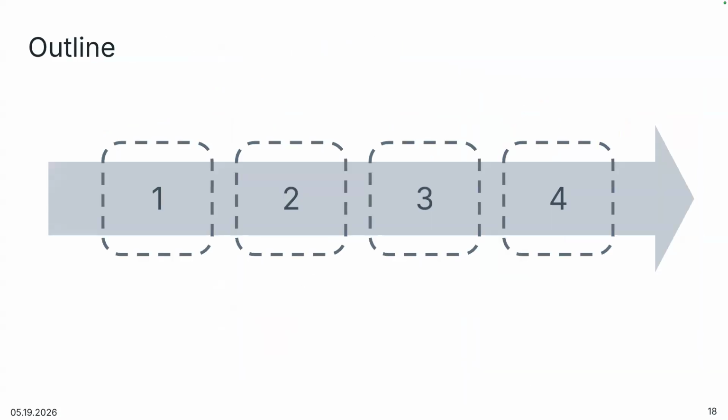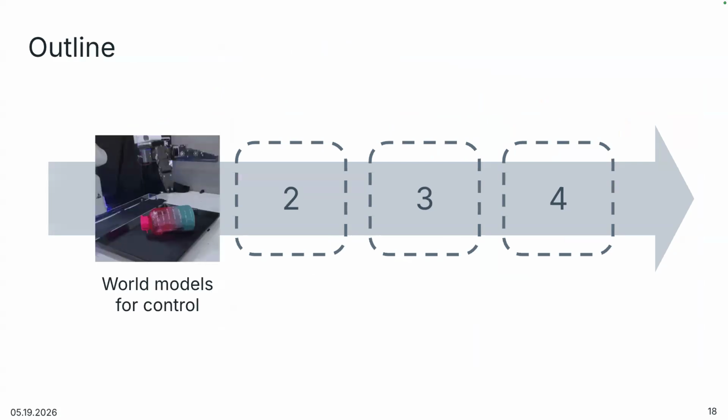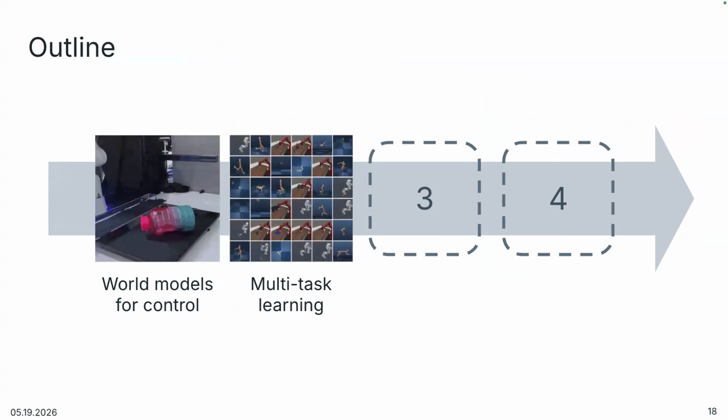So the outline today will have 4 different parts. The first part here is I'm going to talk about how to actually build these world models that can be used for control. So this is the work on the TD-MPC line of work. And then we're going to look at how to extend this type of algorithm to now a not single task, but like multitask setting, where we do many different tasks using the same model.